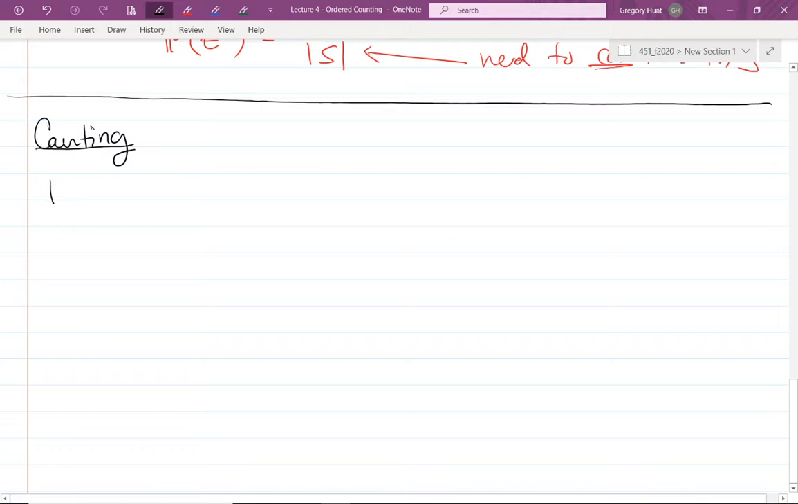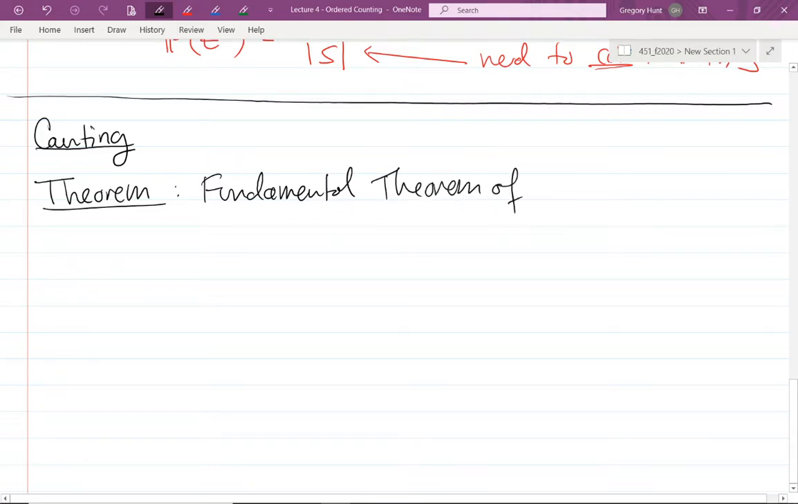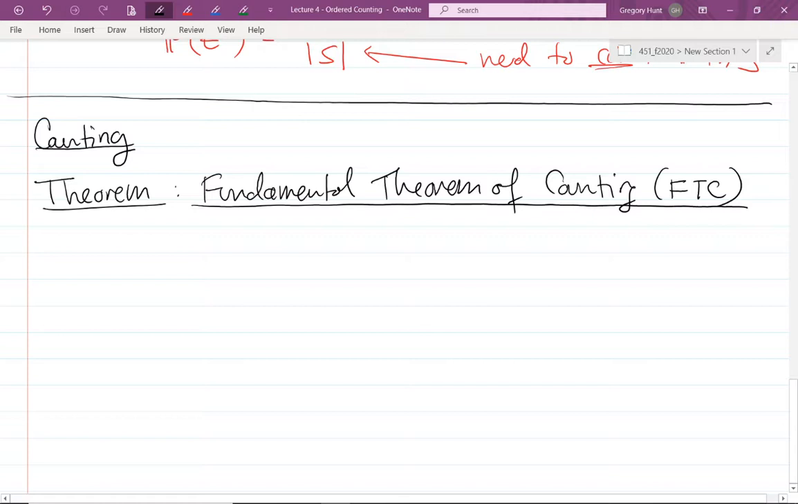So mathematicians love their fundamental theorems. That's supposed to read theorem. Let's write that more legibly. Theorem. Fundamental theorem of counting. We could say FTC. This is not the fundamental theorem of calculus, which is also denoted FTC, but is another kind of fundamental theorem in mathematics.